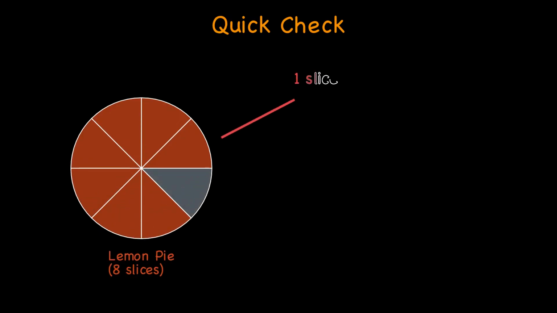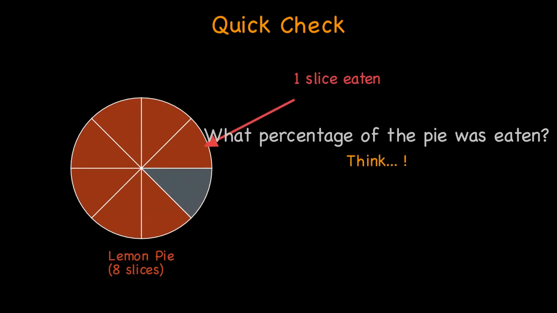Here is a quick check. Look at this lemon pie. It is cut into 8 equal slices. One slice has been eaten. What percentage of the pie was eaten? Think about it before I show you the answer.